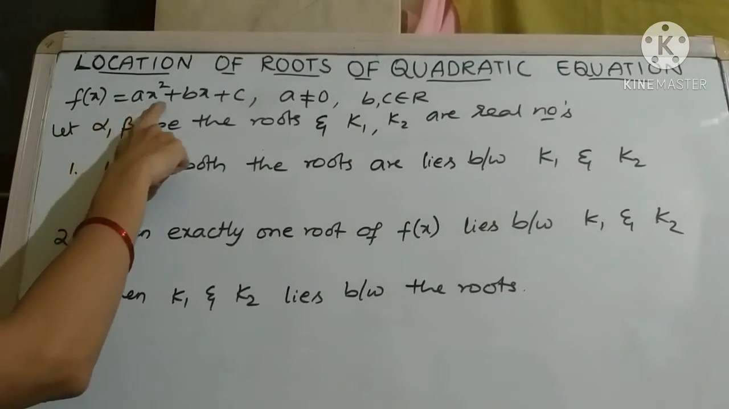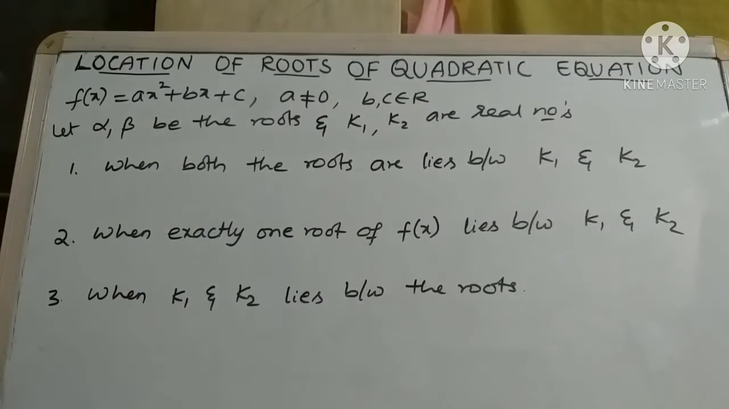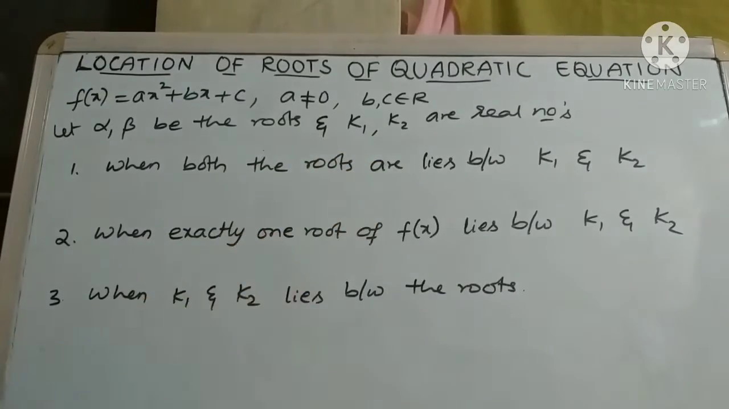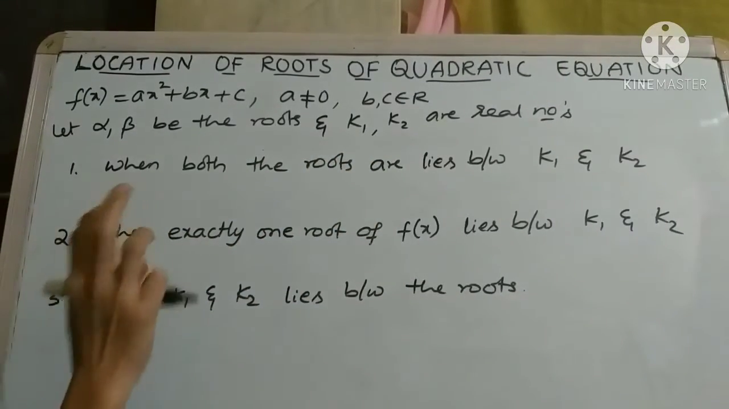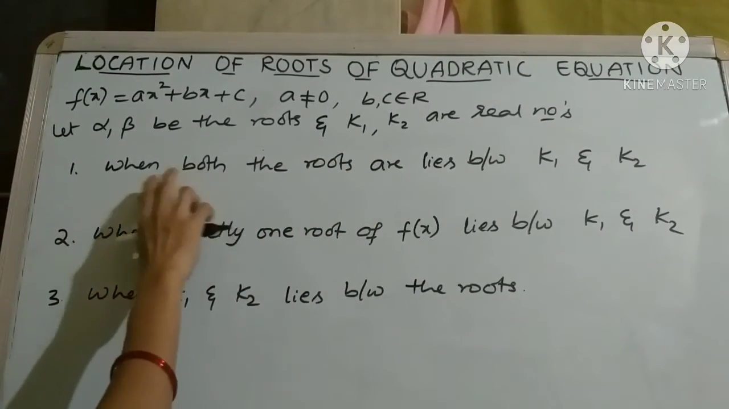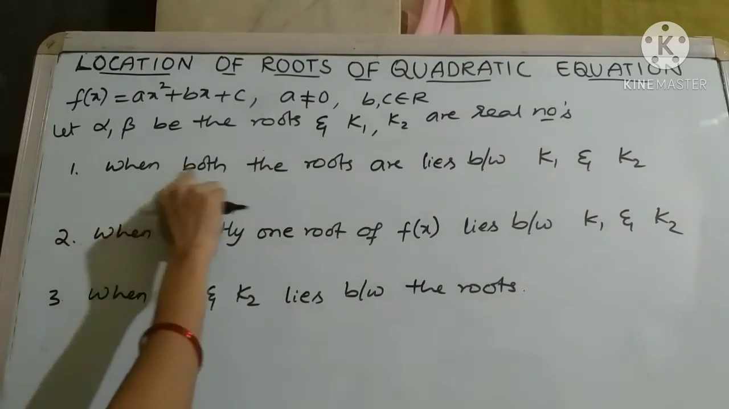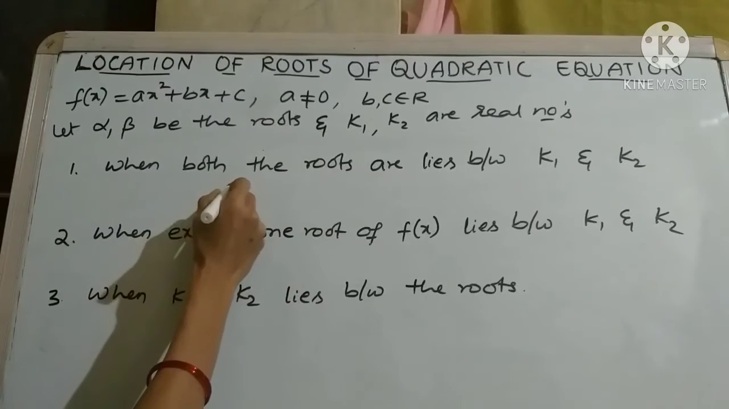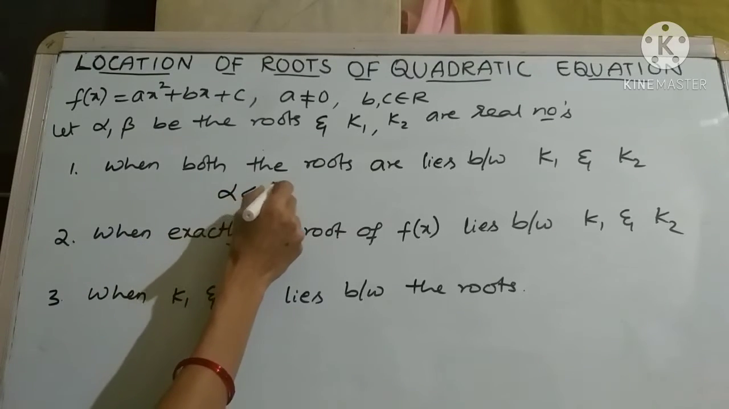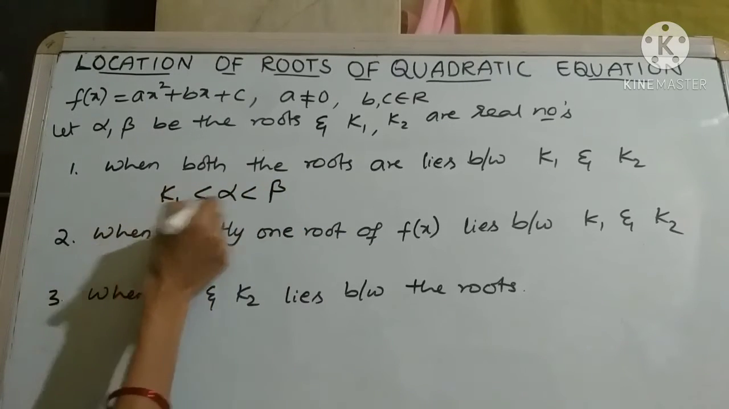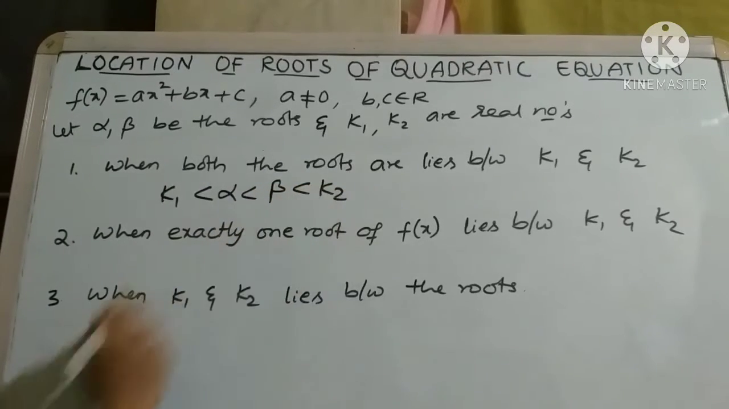Now I will explain the location of the roots of a quadratic equation, second class. The quadratic equation is of the form ax² + bx + c, a not equal to 0, b, c belong to R. Alpha, beta are the roots, k1, k2 are real numbers. Three cases arise here. The first case is when both the roots lie between k1 and k2, that is, alpha, beta lie between k1 and k2. This is the first case.